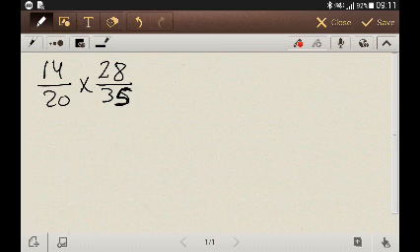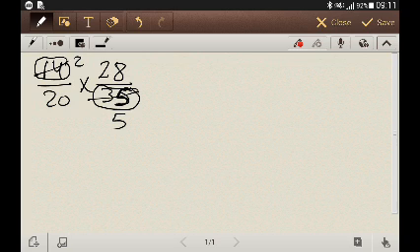I have to choose a number from on top and a number from bottom. Don't forget that. So, as you see here, I have the 14 and the 35. Both of them are multiples of 7, so I can divide them by 7. 14 divided by 7 equals 2. 35 divided by 7 equals 5. 28 and 20 are both multiples of 4. So I'm going to divide them by 4, equals 7, equals 5.